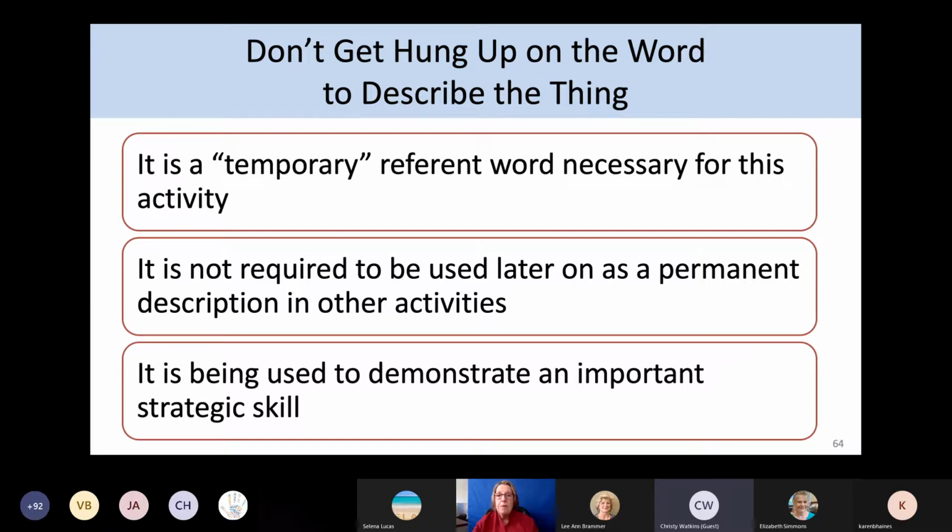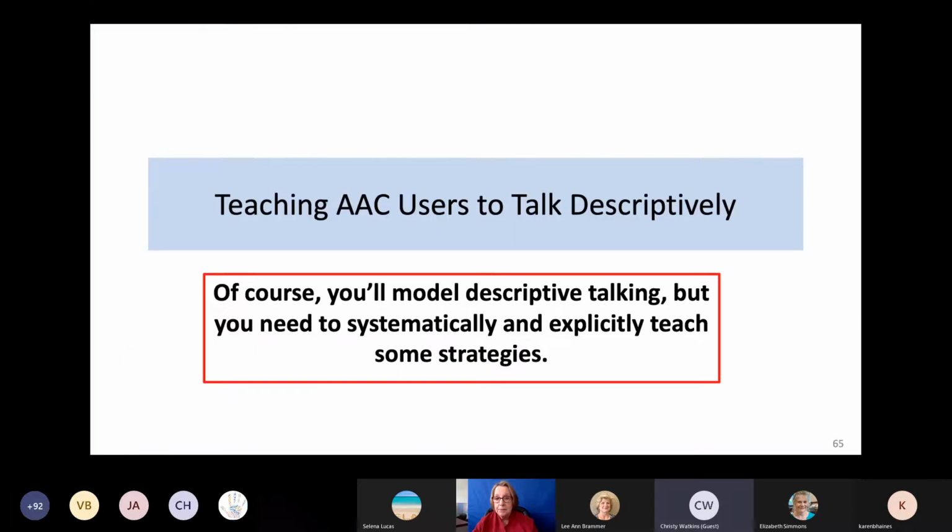It's all being done to demonstrate a very important strategic skill and get kids to start using their words in different contexts, in different activities. It's part of what we know in our field of speech language pathology as decontextualization and generalization, which is a good thing. All right, so teaching AAC users to talk descriptively.